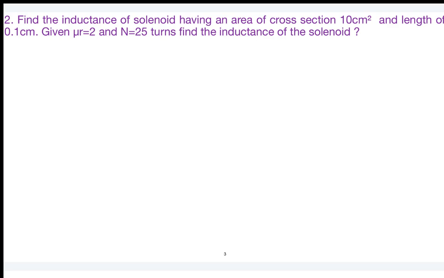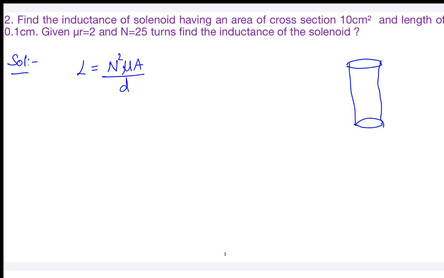Find the inductance of a solenoid having an area of cross section 10 centimeters square and a length of 0.1 centimeter. Given mu r is equal to 2 and the number of windings is equal to 25 turns. Then find the inductance of the solenoid. This is a straight formula based question. In our discussion, we arrived at the equation of the inductance: L is equal to N square mu A divided by D. If anybody doesn't remember, go through the theory part.